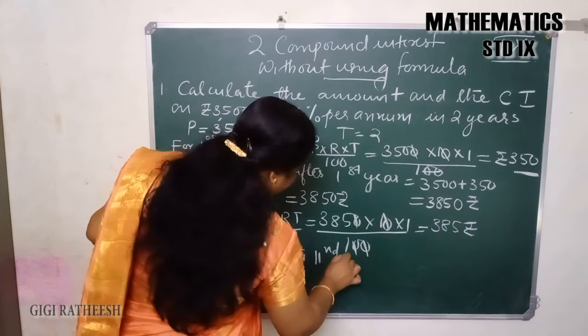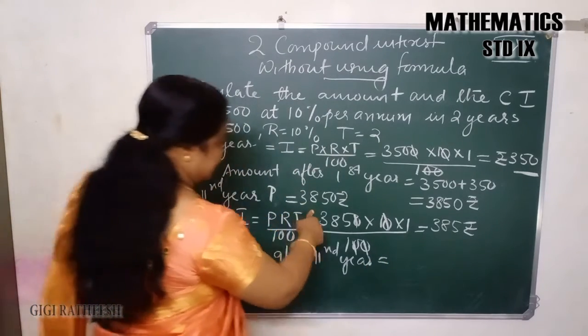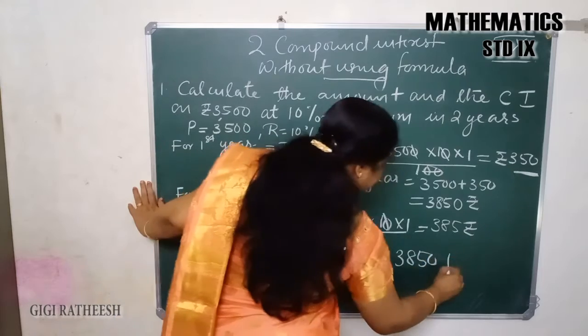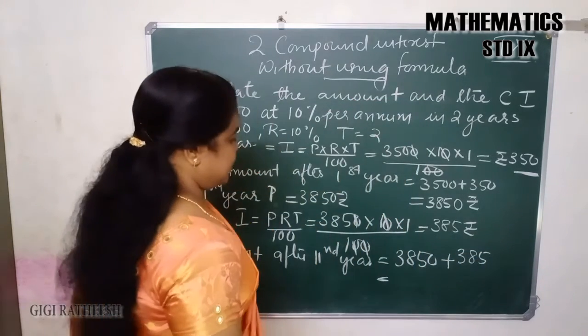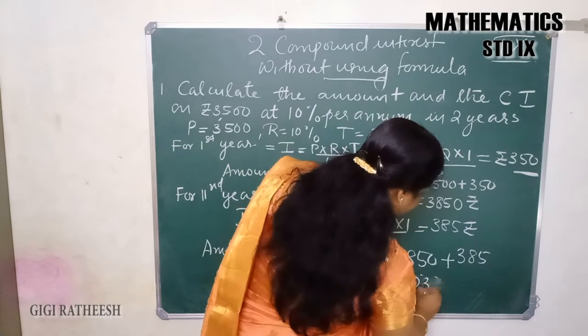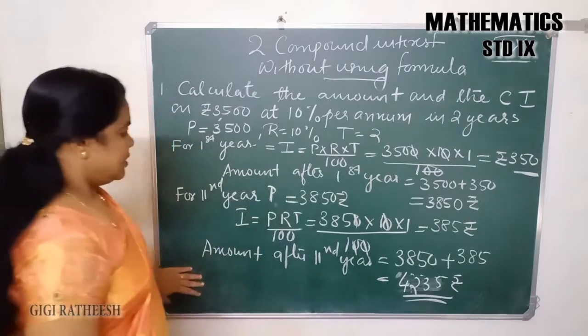And amount after second year is equal to the principal for the second year, that is 3850 plus the interest, that is 385. We get 3850 plus 385 is equal to 4235. 4235 is the amount after second year.